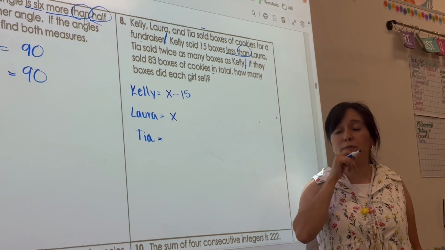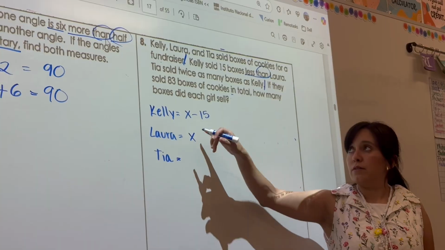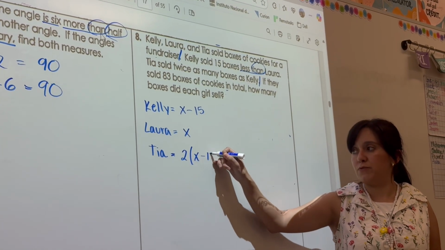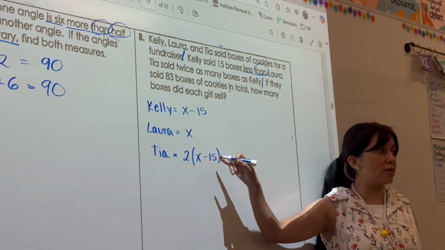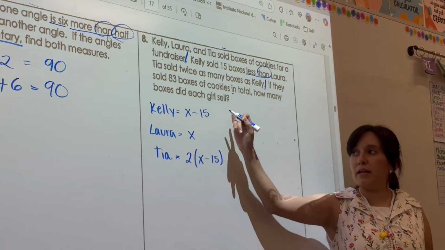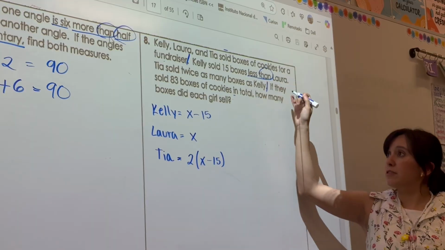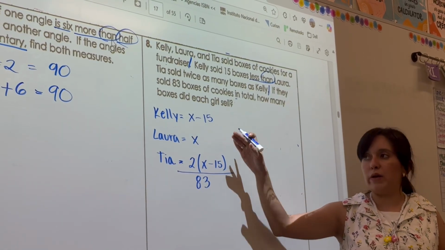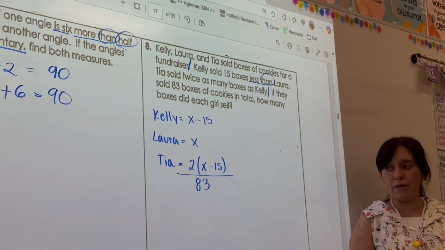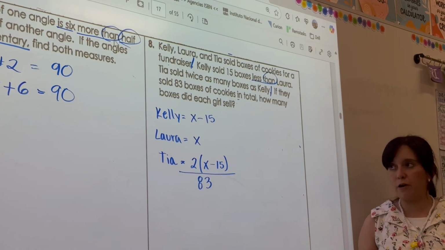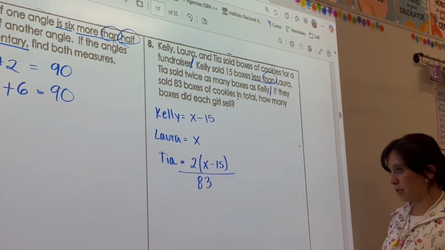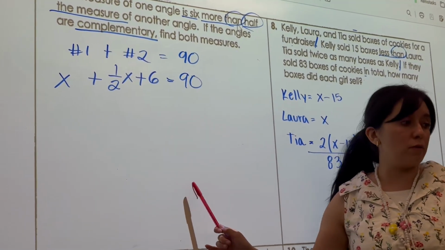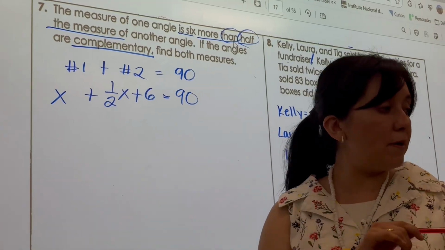Now Tia sold twice as many boxes as Kelly. So which one do we multiply by 2? 2x minus 15. No, 2 parentheses x minus 15. That will be 2x minus 30. Everybody agree? Any question? And in total they sold 83 boxes. So we add them and we get the solution. Any question? Okay, so now everybody is working by yourself on getting the solution for x for this one. How much is x? Everybody is working on that.